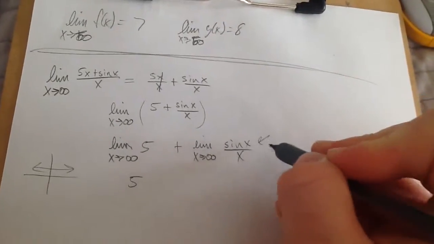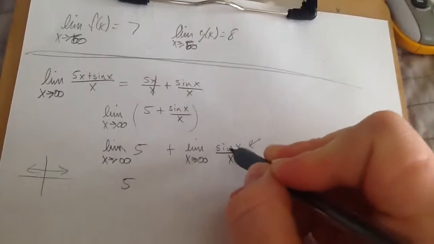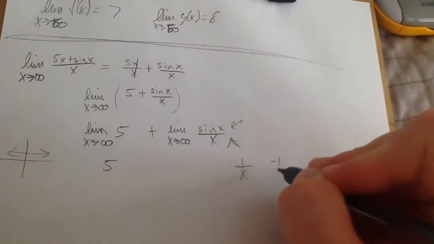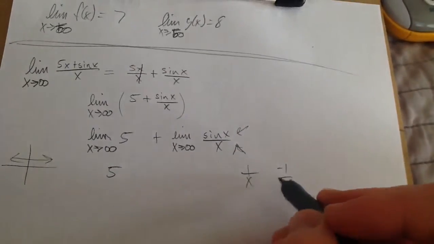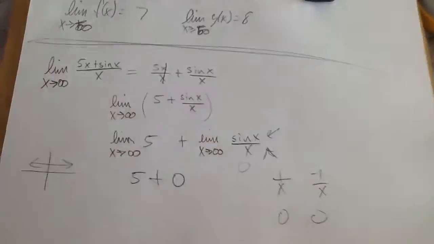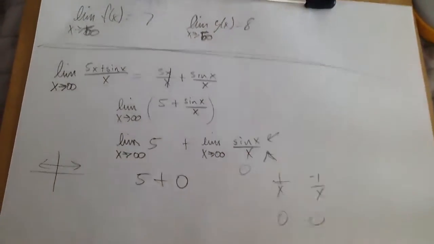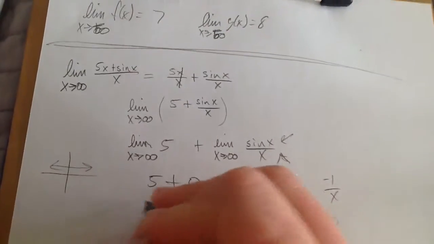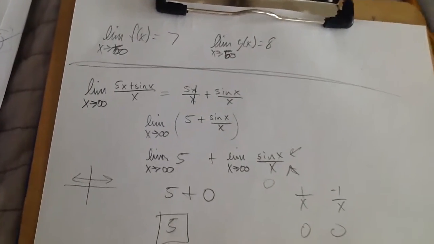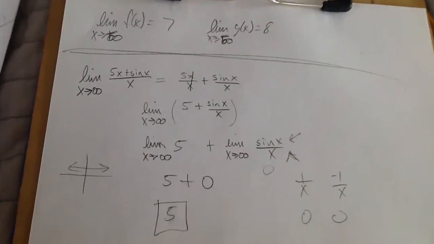And this one, we've done this one before. This was from the sandwich theorem. Remember? Sine of x, the biggest it could be is 1 over x, and the smallest would be negative 1 over x. The limit at infinity of those is both 0, so this one is 0. So we have 5 plus 0. Just kind of remember that one. So the whole thing, your final answer is 5 for that. And we can do that without a calculator thanks to those properties.